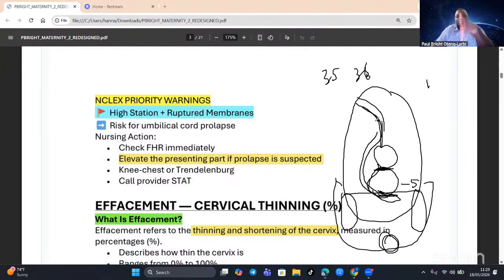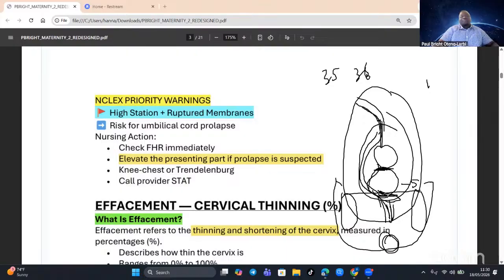But when these umbilical cords become free and they are dangling in the uterus, it can what? Protrude. It can come out. It can prolapse down because the membrane has cracked.